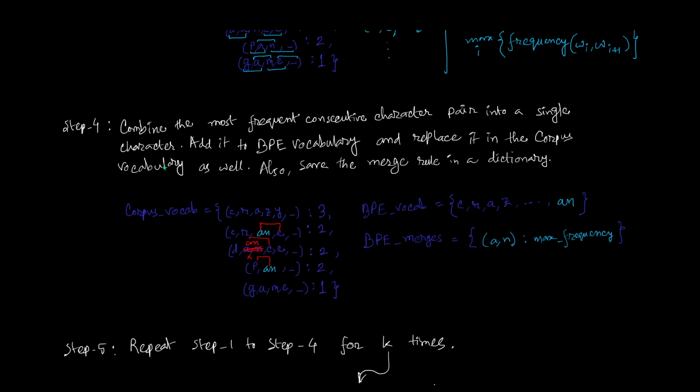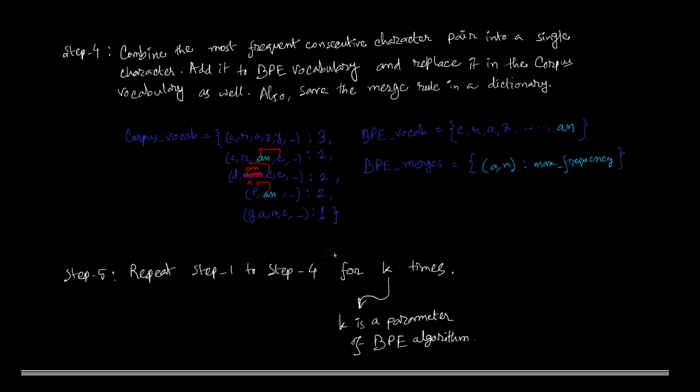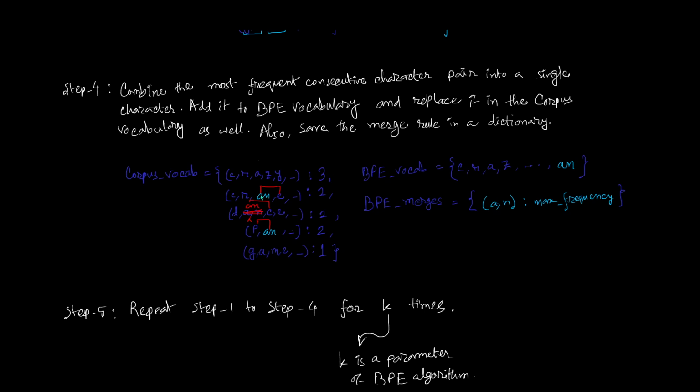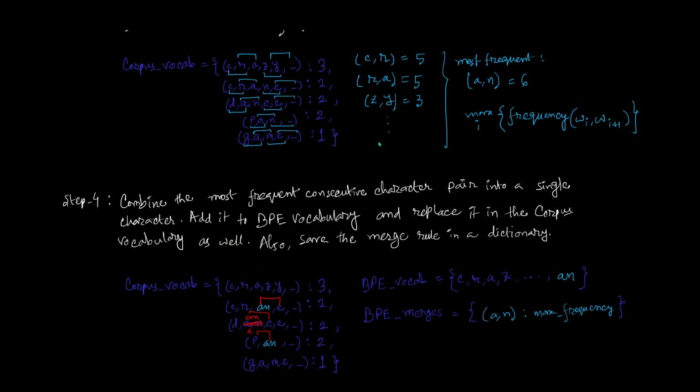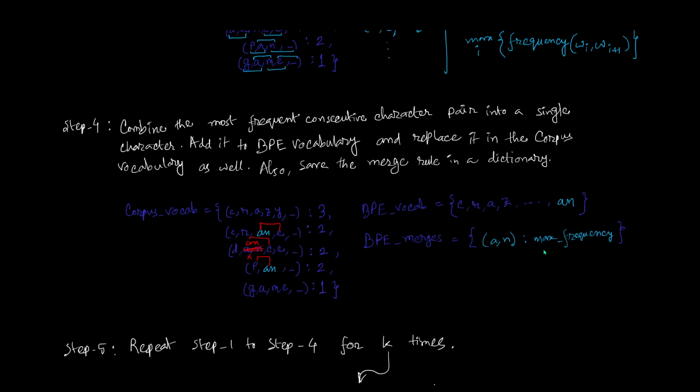And also one thing I forgot to mention: when we are building these character pair counts and merging the characters which have occurred most frequently, we also need to keep a BPE merges dictionary, where we will store the character pairs that we are merging with the frequency they have got. So AN has got 6, which was the maximum frequency, so we just write AN colon 6. In the next loop, whatever pair comes will also be appended next to it.